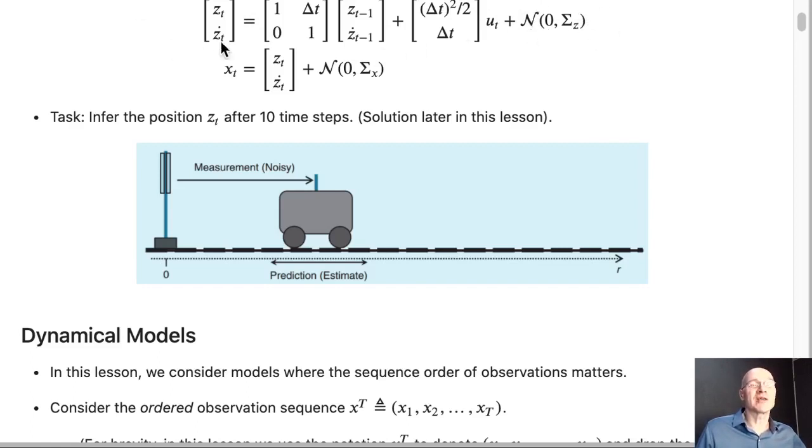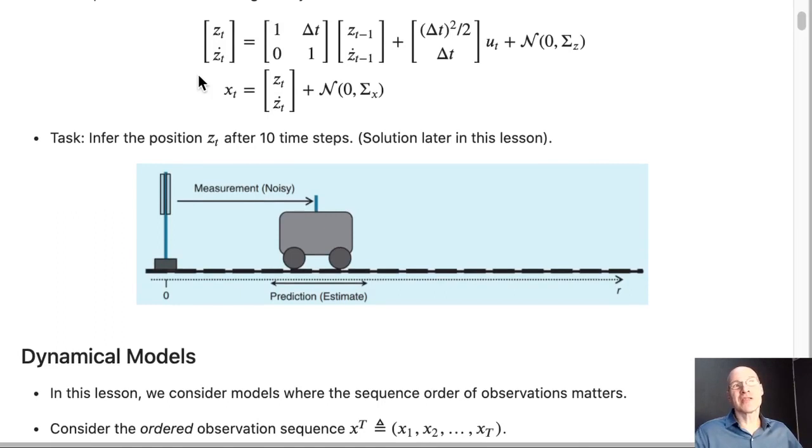Now, we also assume that this state, the position and the velocity of the cart, are not observed. Rather, we observe some function of the state, and we make it simple. That function that we observe is just the state plus a little bit of observation noise. So we assume we have a noisy sensor. This set is basically called the equations of motion. We call it a state space model, and we'll go into the exact definition of a state space model later.